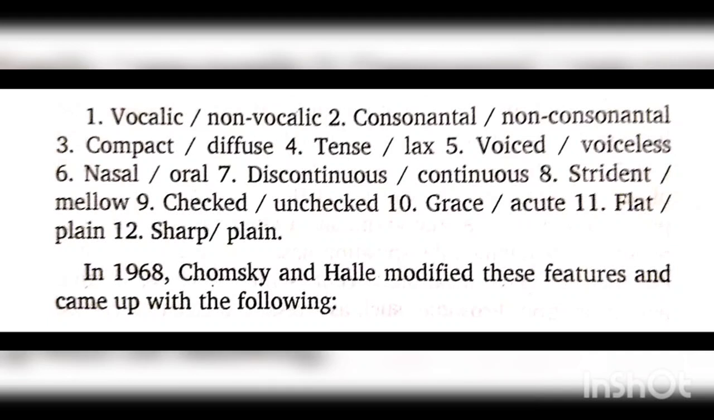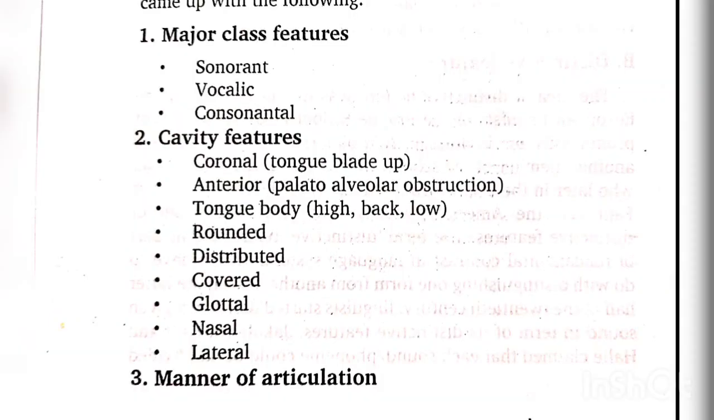Ninth, checked, unchecked. Tenth, grave and acute. Grave is smooth, acute is severe. Eleventh, flat or plain. Twelfth, sharp or plain. In 1968, Chomsky and Halle modified these features and came up with the following. Fine. These are the major class features, which were developed by Chomsky and Halle.